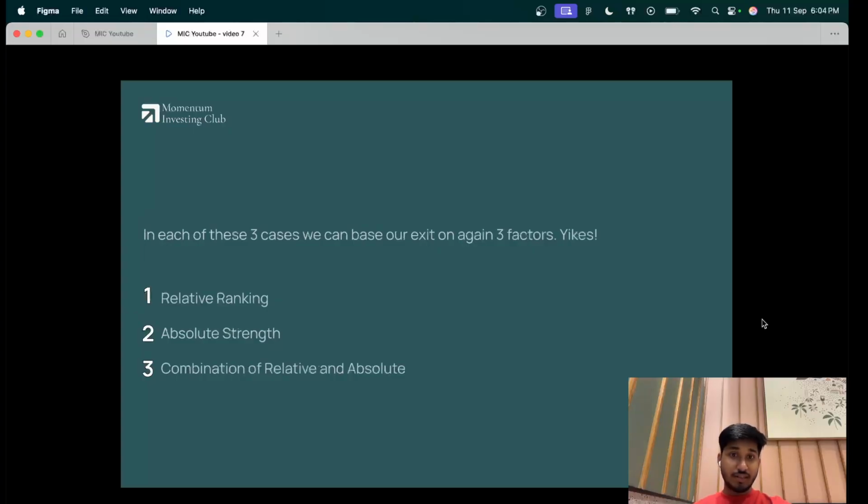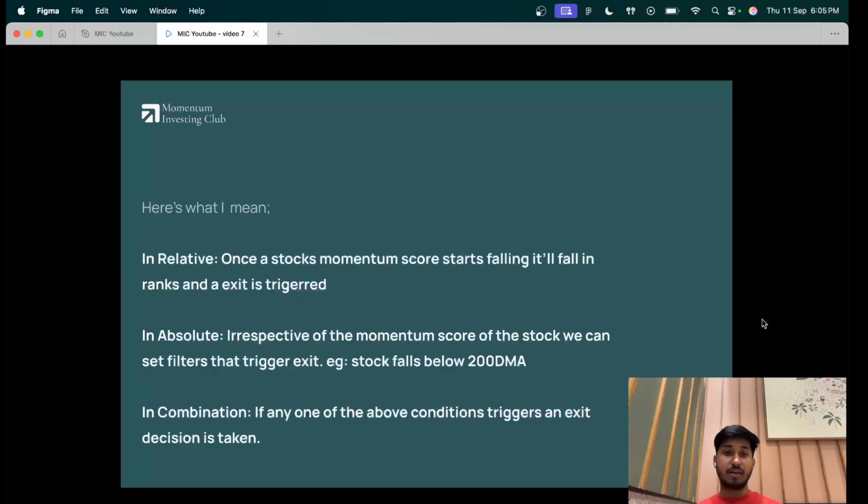On these three cases, we can create a basis for exit using three factors. One would be a relative consideration, the second would be an absolute consideration, and lastly it would be a combination of both the relative as well as the absolute condition. I'll give an example of what I mean by this.